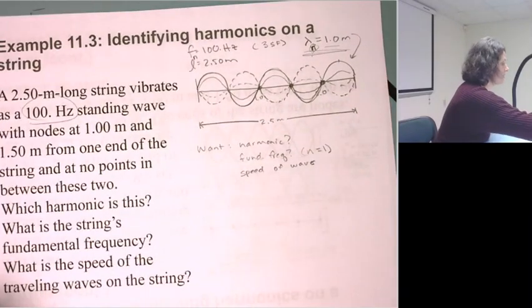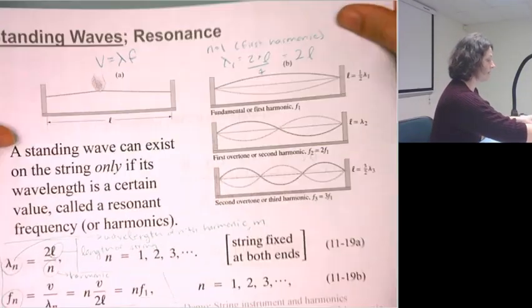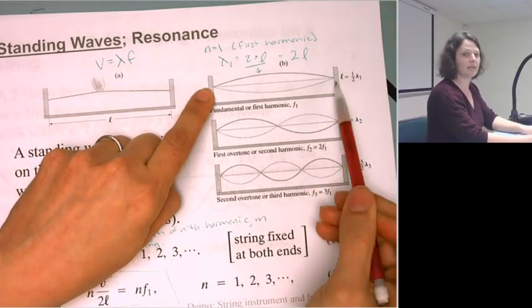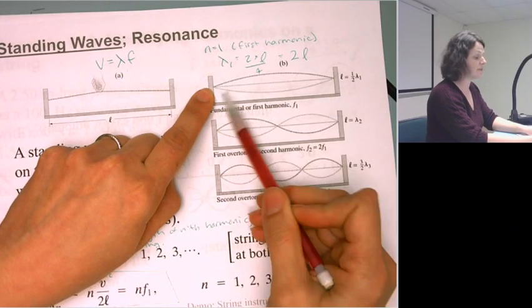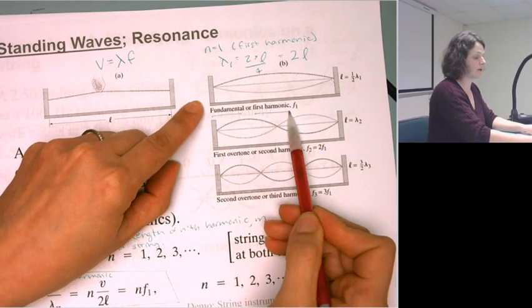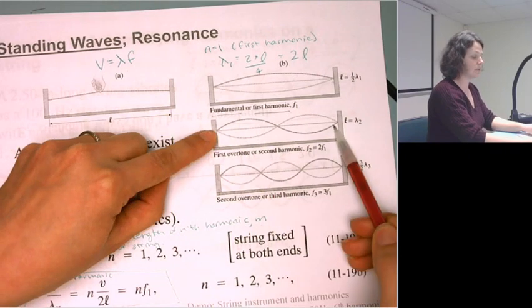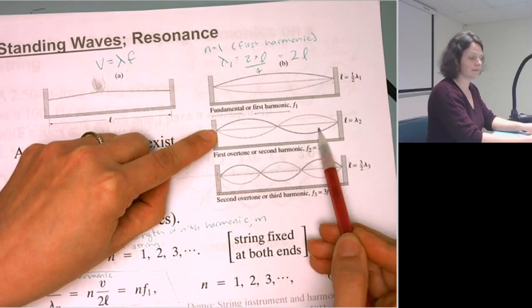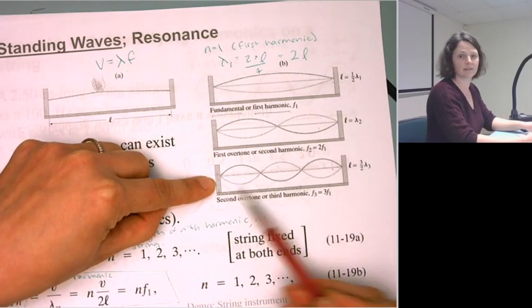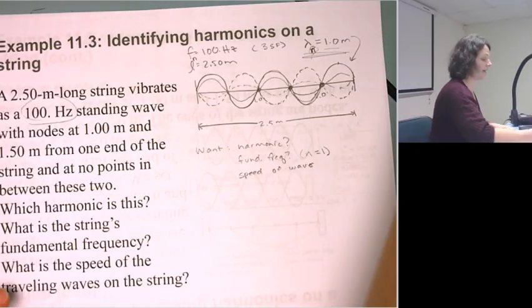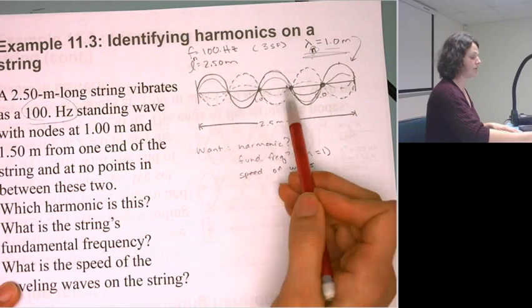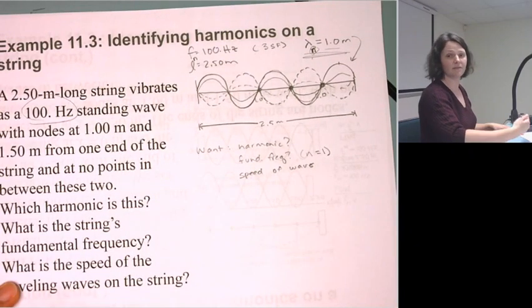Okay, so let's return to this. This is what the n equals 1 mode looks like. That's the fundamental, or first harmonic. This is what the n equals 2 mode looks like. See how it has 2 humps? The n equals 3 mode looks like this. So we can figure out which mode this is just by counting how many humps. I have 1, 2, 3, 4, 5. Okay, so this is the 5th harmonic.